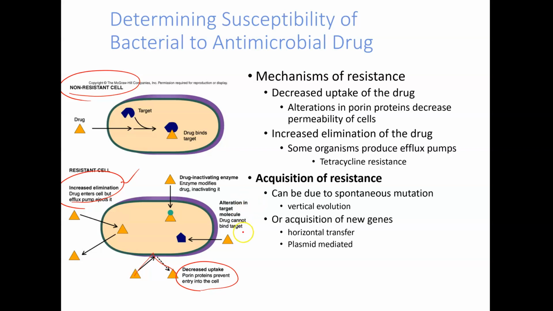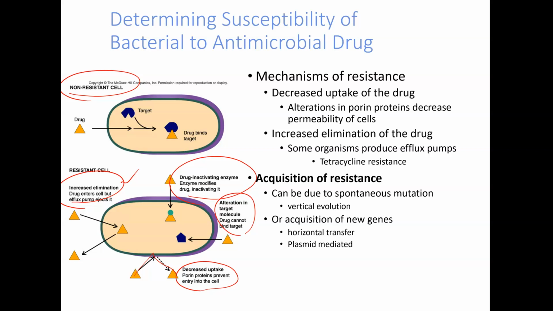So we already discussed how small alterations in the target molecule can lead to non-binding. It's possible that the drug can get into the bacteria, but the target, like topoisomerase, the 30S ribosome, the 50S ribosome, changes its structure slightly so that the drug can no longer bind. And then finally, we talked about some drug inactivating enzymes like beta-lactamase, that can modify the drug itself and thus inactivate it.